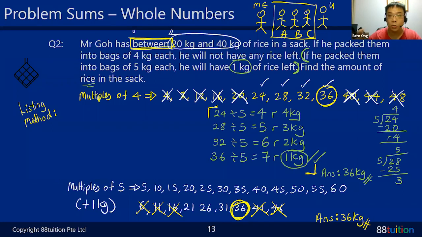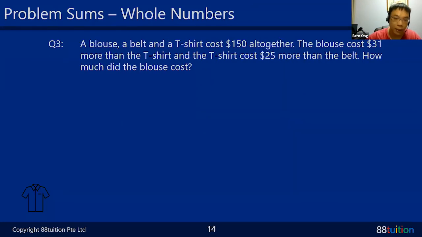Yep. So now let's move on to question 3. Let's talk about question 3 now. Okay, so down here, what do you have? You have a blouse, a belt, and a t-shirt costs $150. The blouse costs $31 more than the t-shirt. The t-shirt costs $25 more than the belt. How much did the blouse cost? This type of question, I like to draw model.